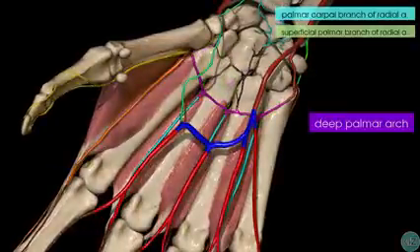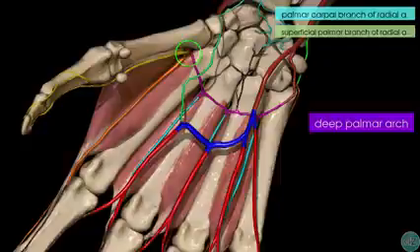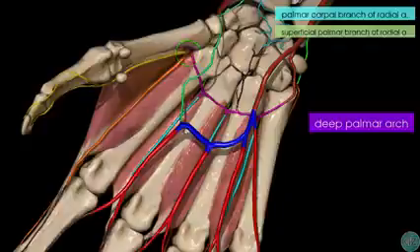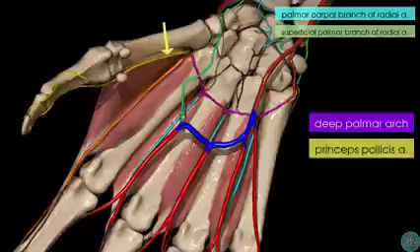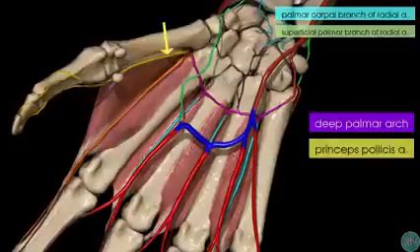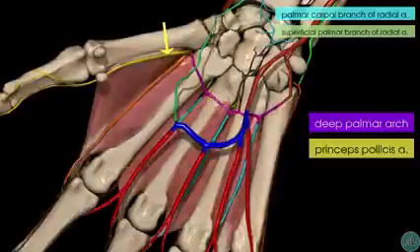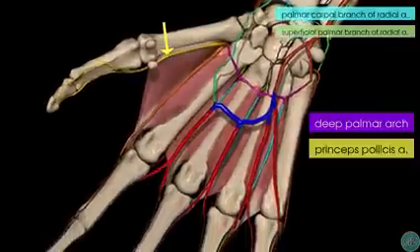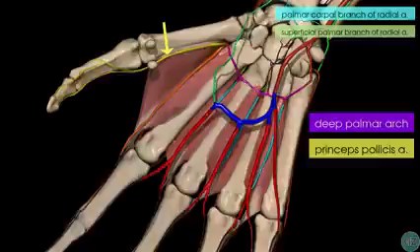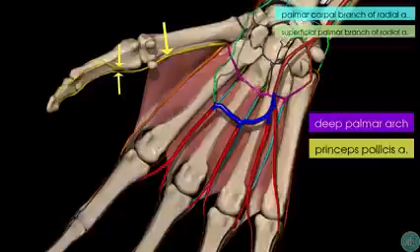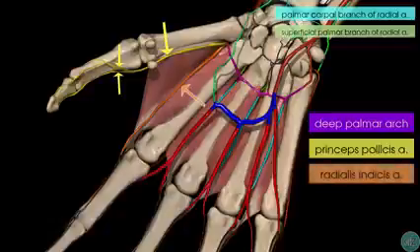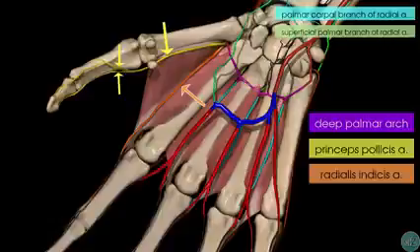In addition, there are two other arteries which we can see here given off just as the radial artery turns onto the palmar aspect of the hand. In yellow, we've got the princeps pollicis artery, which is given off as the radial artery turns into the palmar surface to form the deep palmar arch. This artery runs along the palmar aspect of the first metacarpal, and it divides into two branches distally. The other branch is the radialis indicis artery, which supplies the index finger, and you can see this artery in orange running along the first dorsal interosseous muscle.